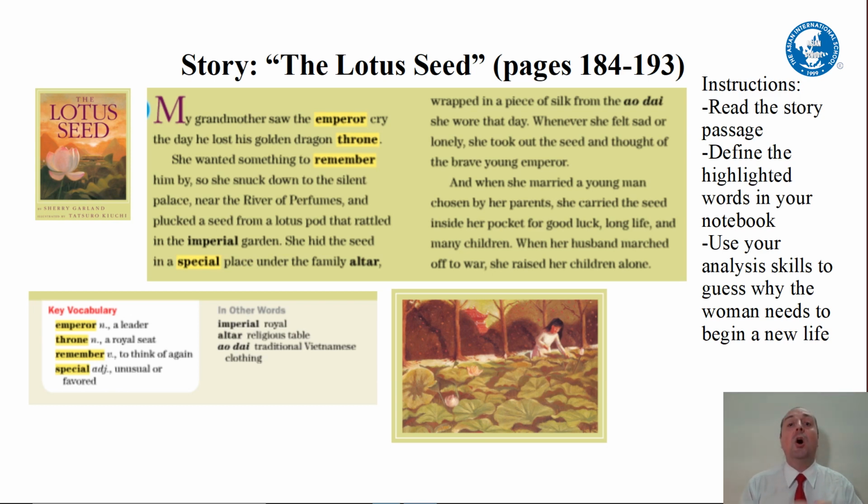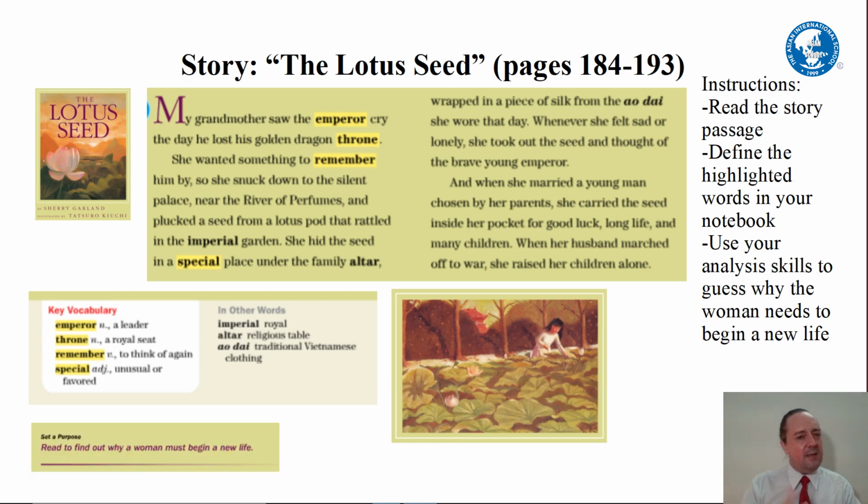Okay. Next one is altar. Altar. An altar is a special table. Many of us have one in our homes in Vietnam to celebrate our ancestors, the people that came before us. Okay? And then the other one, I think you know. The story talks about an ao dai, okay, traditional Vietnamese clothing. Now, next, the more important question. The reason that we read, okay, and the reason I want you to read the rest of the story, why does this woman need to leave her home to begin a new life? What do you think?